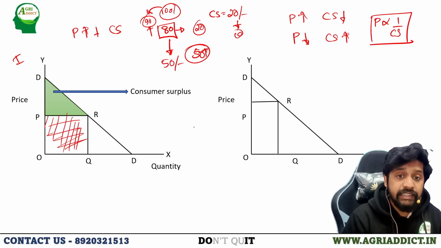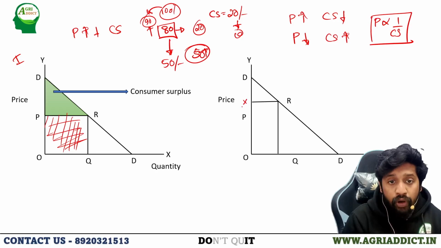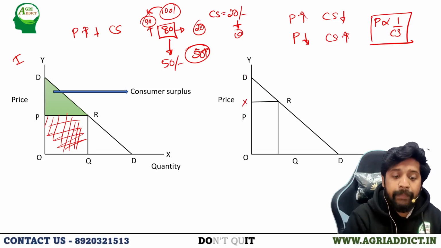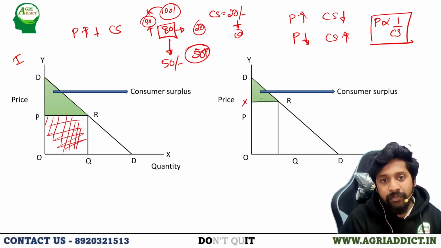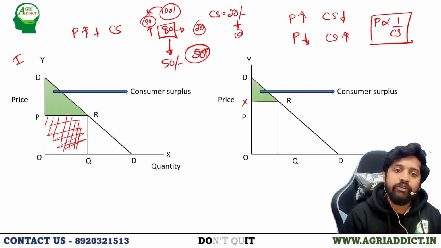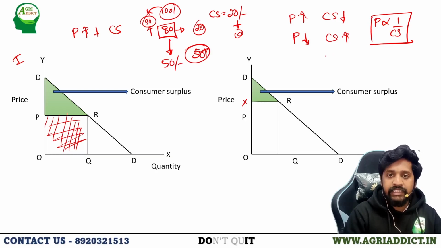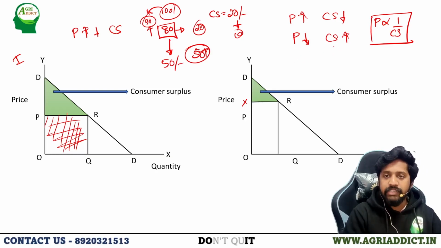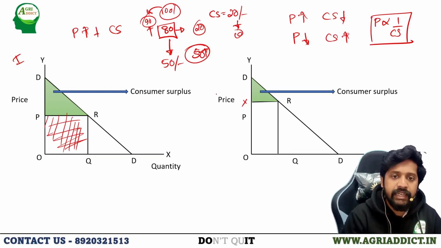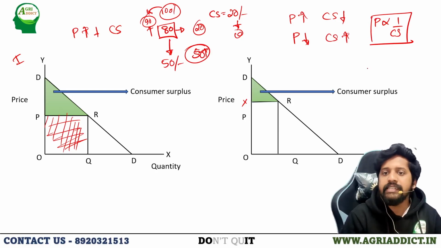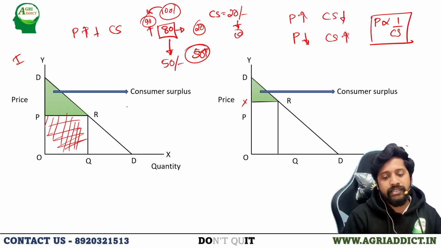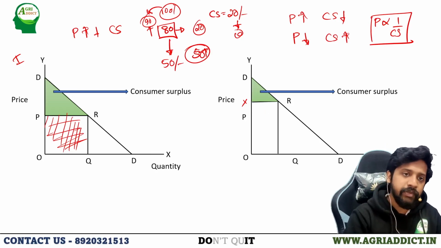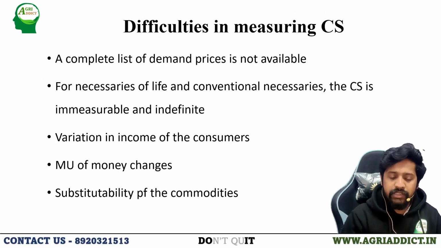What happens if the price increases from OP to OX? If it is increasing, what will happen to the consumer surplus? See, the area of the triangle decreases, right? Therefore, the consumer surplus is decreasing. So, graphically also we can arrive at this relation, that is, price is inversely proportional to consumer surplus. As price increases, this area of the triangle decreases, and therefore the consumer surplus decreases. And if price decreases, the consumer surplus increases. That is the relationship between the price as well as consumer surplus.